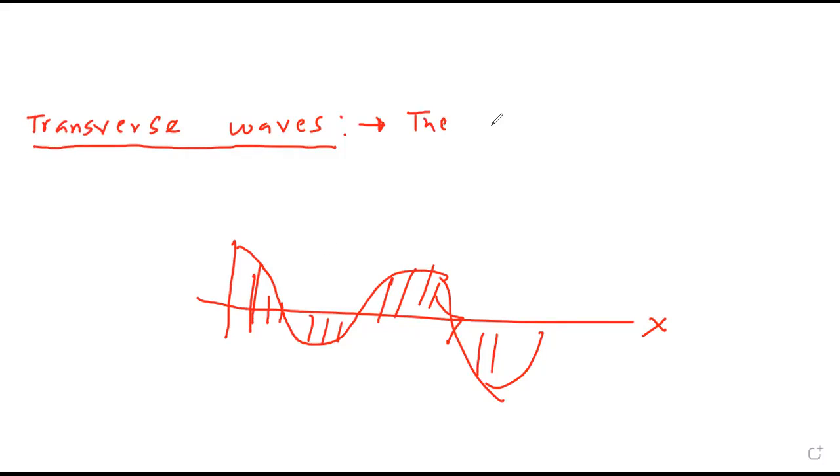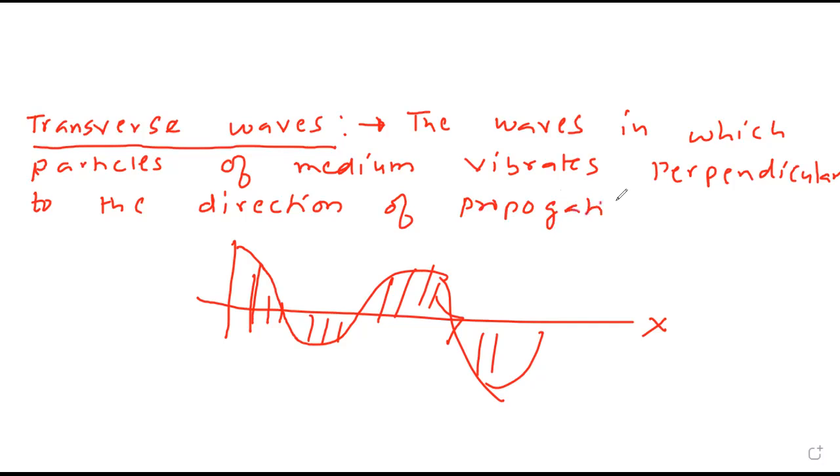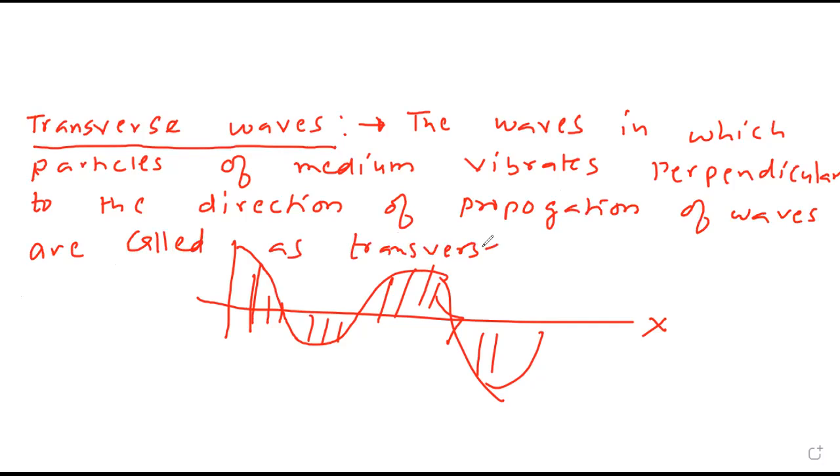So I can say the waves in which particles of the medium vibrate perpendicular to the direction of propagation of waves are called transverse waves. The waves in which particles of medium vibrate perpendicular to the direction of propagation of waves are called transverse waves, right?